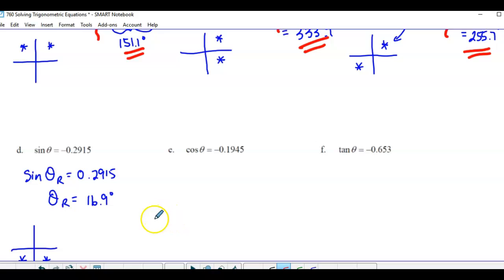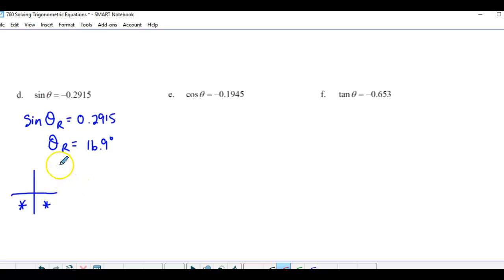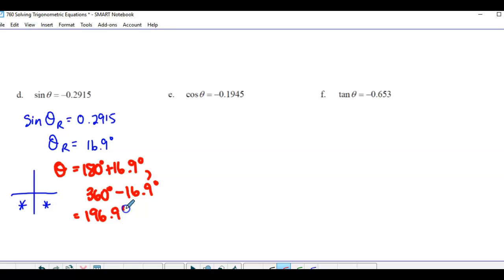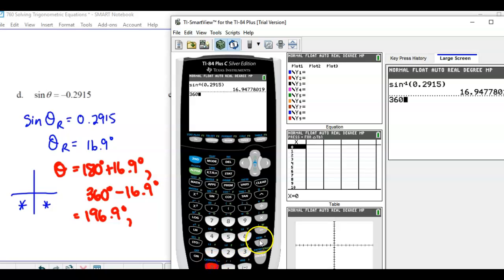Okay, so then here, there's my reference. And so theta then equals, in the third quadrant, 180 plus 16.9. And then 360 minus 16.9. So I have to do two calculations. So that simplifies to 196.9. And what's that? 360 minus that answer is 343.1.